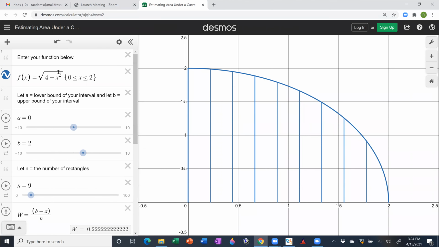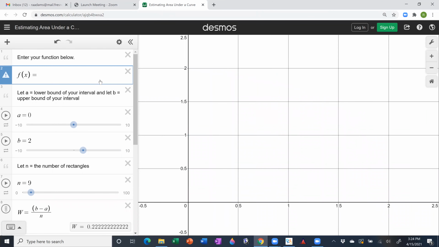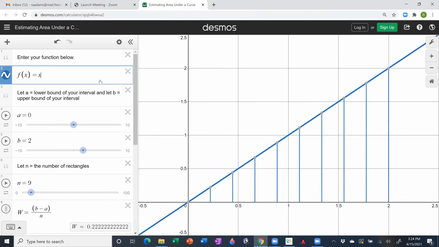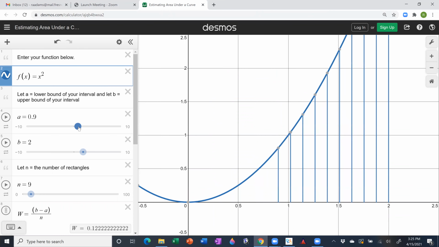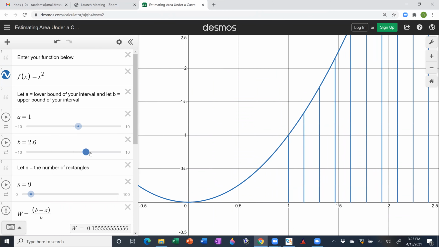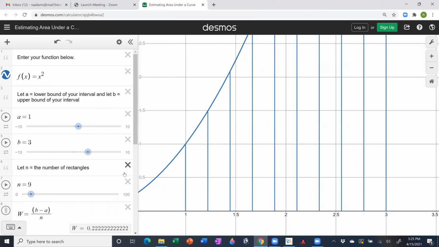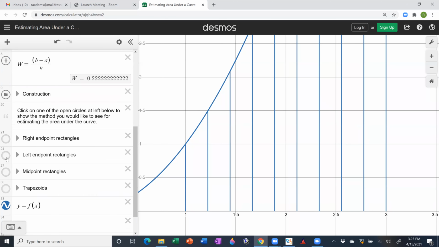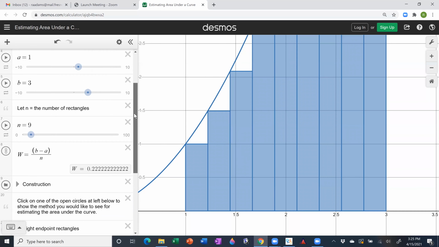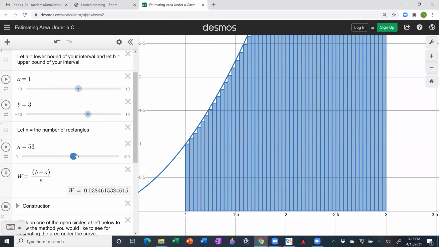But you could also play around with this by changing the function. If I wanted to change this function, you could try something else, like, how about x squared, for example. And now maybe I wanted to just do this from 1 to 3, and I only wanted to look at this region from 1 to 3. Now I can do my left endpoints or my right endpoints, and we can play around with a different function with a different number of rectangles and get better and better approximations.